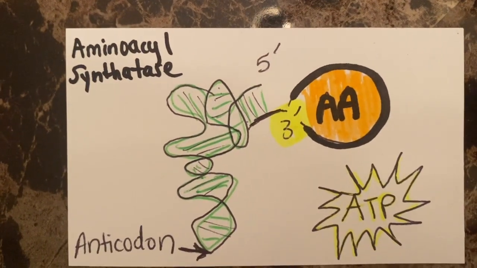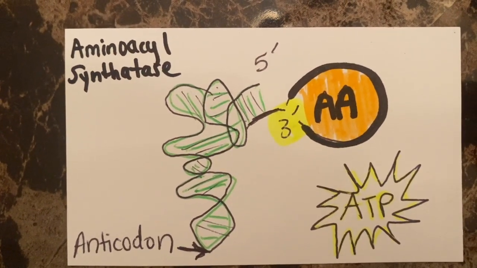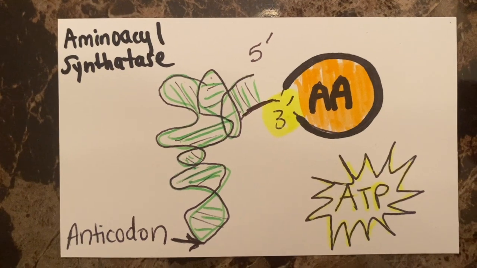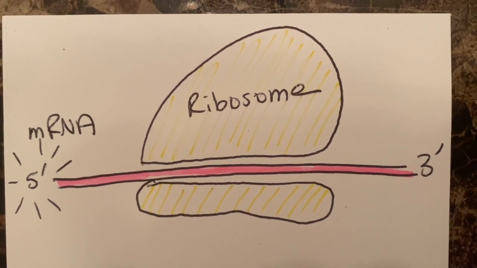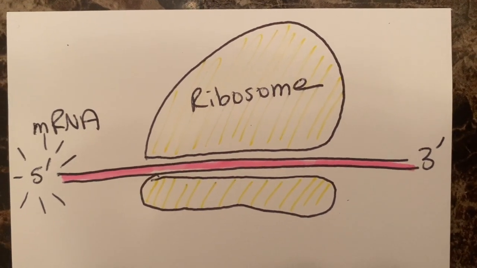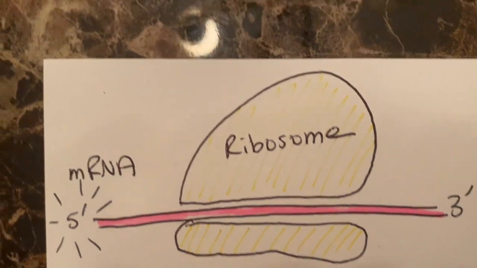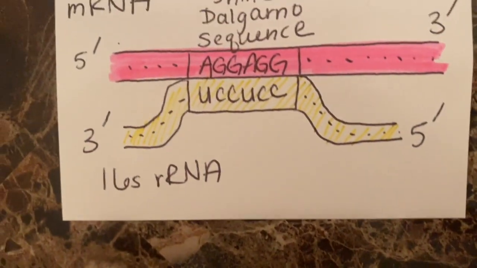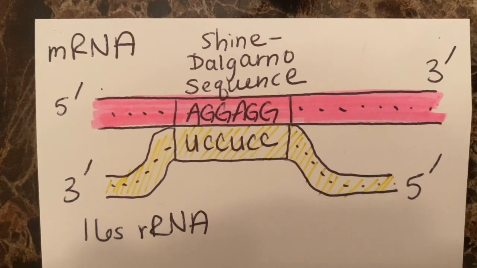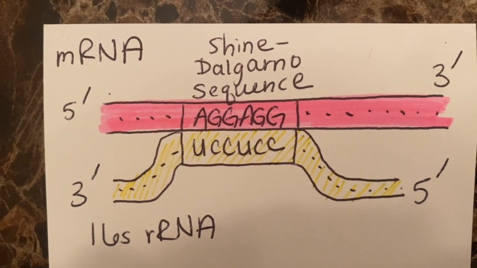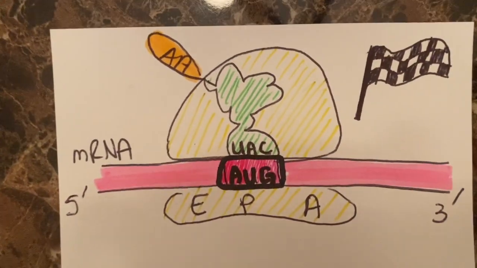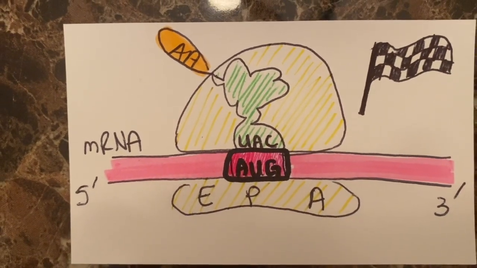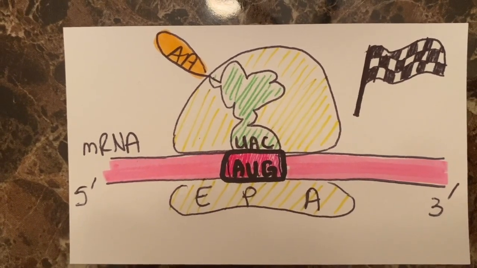Catalyzed by ATP, binding occurs at the 3' end of the tRNA. An important molecule in translation, ribosomes, which are composed of a small and large subunit, bind to the 5' end of the mRNA. This occurs through base pairing between the Shine-Dalgarno sequence and 16S ribosomal RNA. The process of translation is initiated when the anticodon of the charged tRNA binds to the start codon.